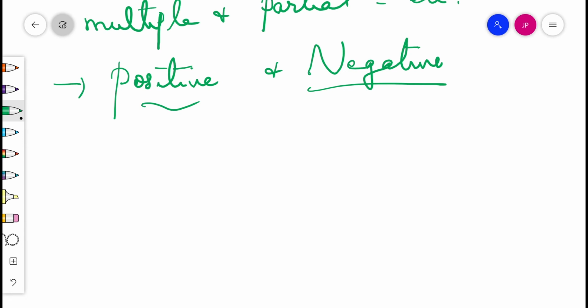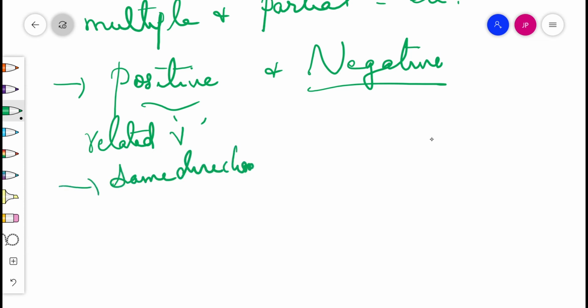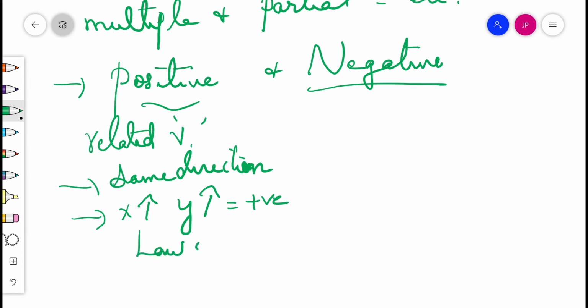When two related variables move in the same direction, that is, if the value of y increases with an increase in the value of x, they are said to be positively correlated. X increases, y also increases. So we can say positive correlation in the case of law of supply.